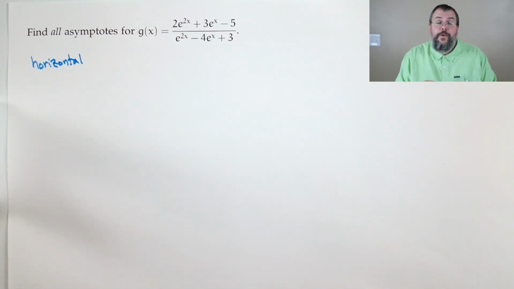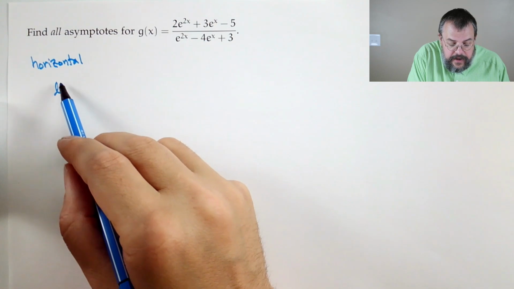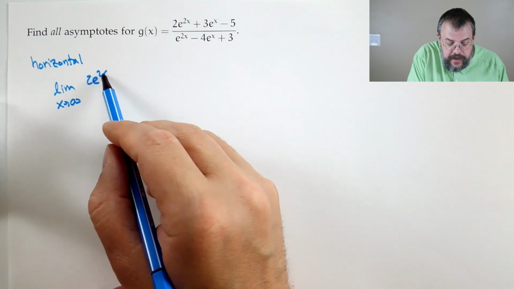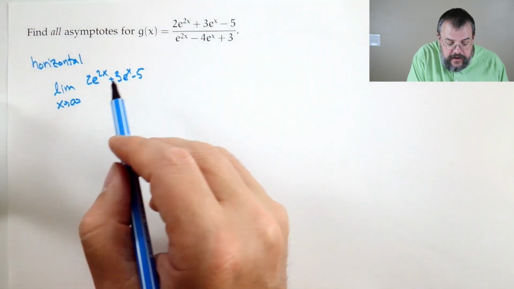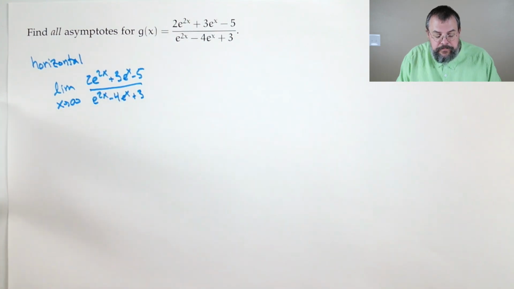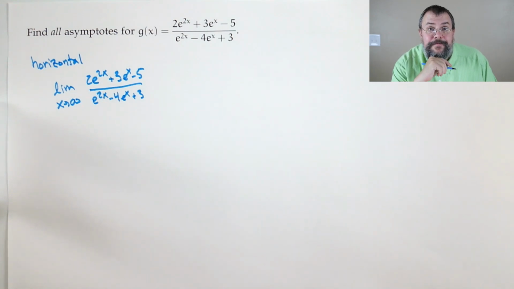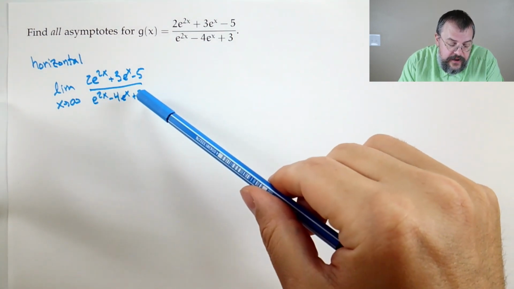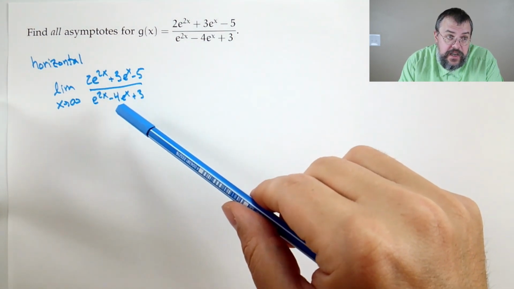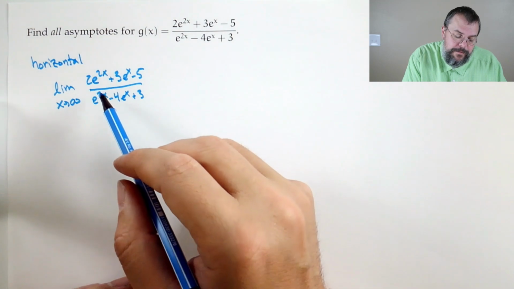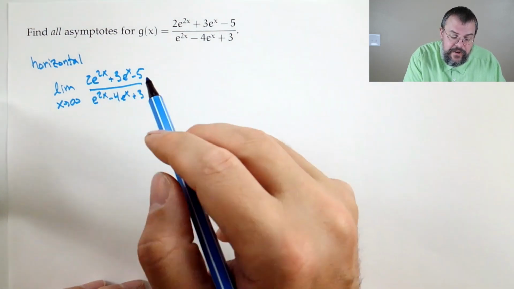We ask ourselves a question, what happens as we go towards our infinities. So let's take the limit as x goes to plus infinity of our function, 2e^(2x) + 3e^x - 5 over e^(2x) - 4e^x + 3. What's causing our growth? Well, what's causing our growth is the largest factor. The constant doesn't do it. e^x grows pretty big, but e^(2x) grows much bigger. So e^(2x) is our growth.